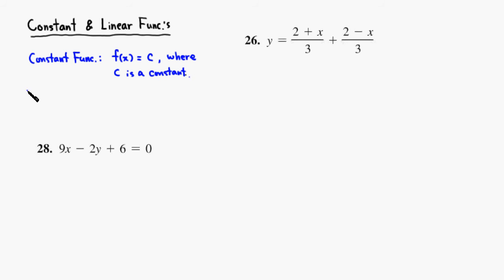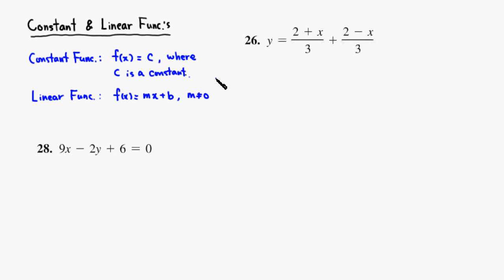Then a linear function is f of x is equal to mx plus b. So m is of course a constant and b is a constant, and m is non-zero. So this is the familiar slope-intercept form. Let's look at a couple of examples to see if it's a constant function or a linear function, or it could be neither.